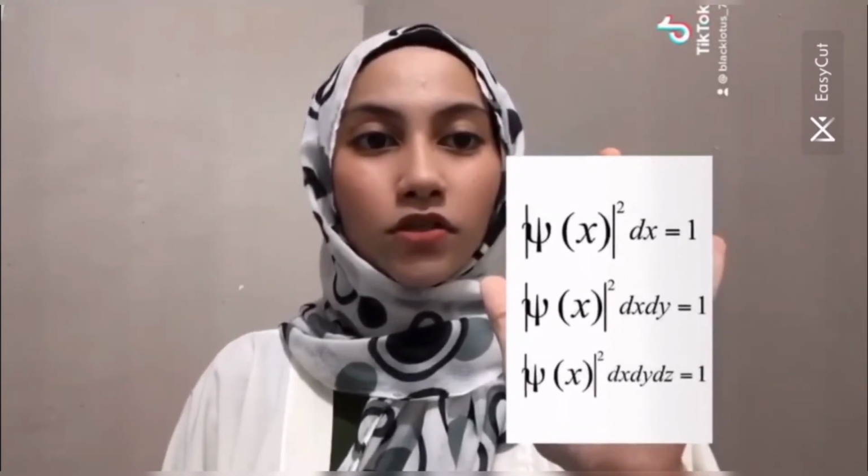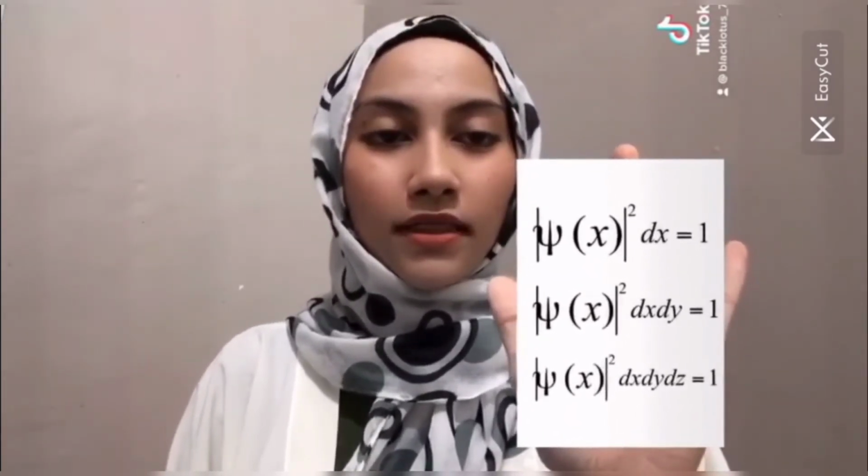Whenever mod psi square equals 0, it indicates the minimum probability, and if mod psi square equals 1, it indicates the maximum probability. And that is based on this equation. The first one is the one-dimensional normalized equation. The second one is the two-dimensional normalized equation, and the third one is the three-dimensional normalized equation.